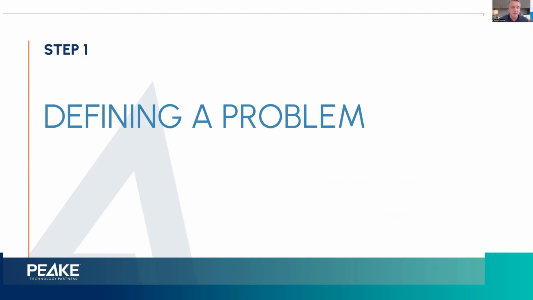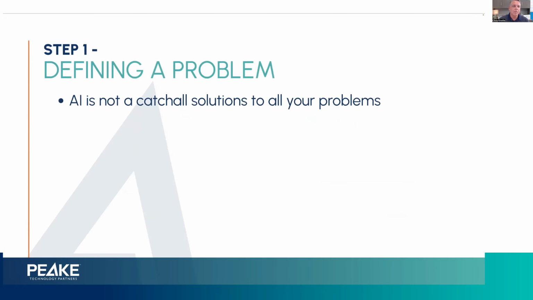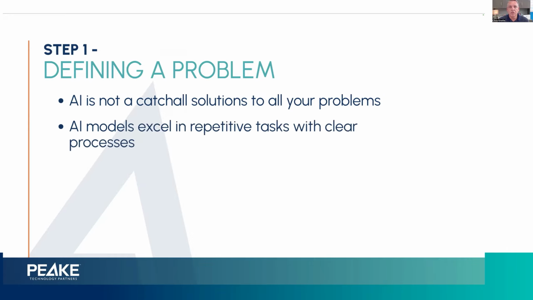First thing we need to do is step one, define the problem. When we think about AI in our practices, it really needs to be focused on solving a problem that we have already or that we've identified in our practice. Because AI is not going to be a catch-all for all solutions. And there are applications where AI makes sense, and then there are some where it doesn't make sense.